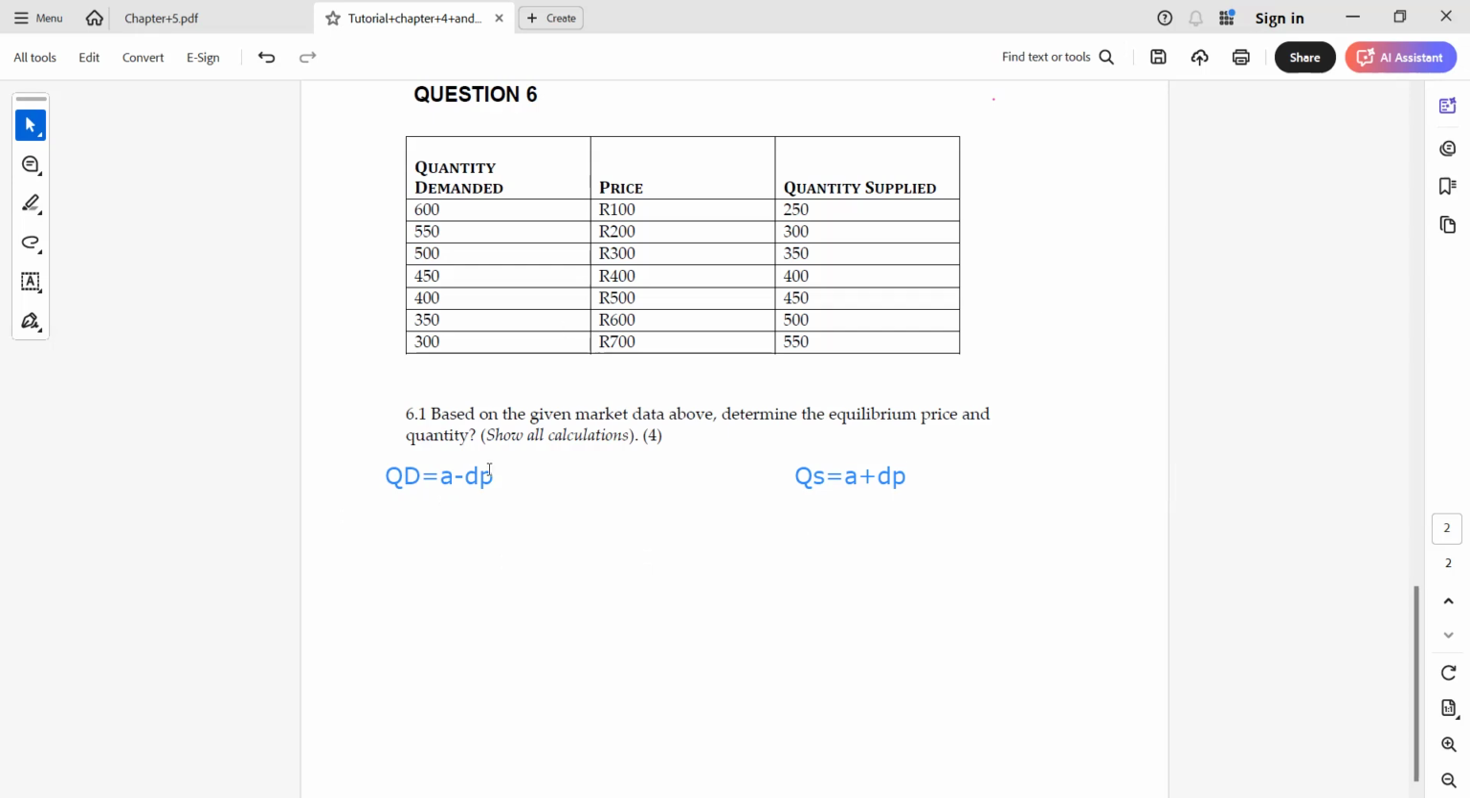So now you try to find firstly your d, which is your gradient. You know that d is a change in quantity over a change in price. I'm not going to write that because I wrote it in the previous question. Now I'm going to say, okay, which quantities are we going to use? Let's just take the first one. I'm going to use this quantity and that price. Also on this side, we're going to use this quantity and that price.